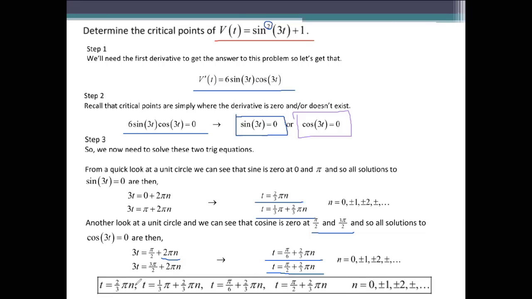Because here n is an integer, for example if n is 0, here we have 0, here we have 1 over 3 pi, here we have pi over 6, and here we have pi over 2. So we have 4 of them. When n is 1, we have the next 4. When n is minus 1, we have the next 4 again. Similarly, we can find other ones also. So they are the critical points of our given function b of t.